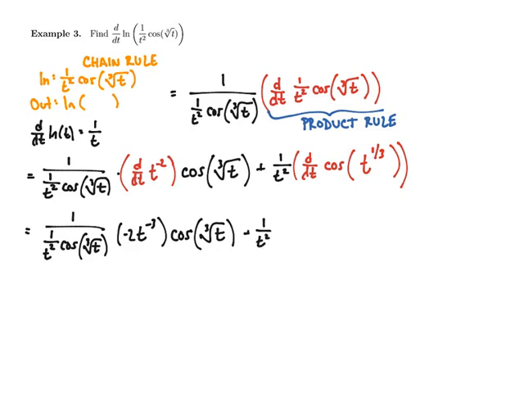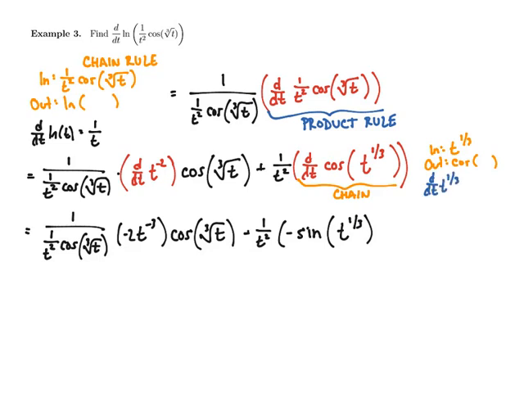And the derivative of cosine of t to the 1/3, we're going to have to use the chain rule again here. Inside function is t to the 1/3. Outside function is cosine of something. So we're going to take the derivative of the outside function, cosine, that's going to give us a negative sine. We're going to leave the inside alone, t to the 1/3, and we're going to multiply by the derivative of the inside function, which is going to be 1/3 t to the negative 2/3.